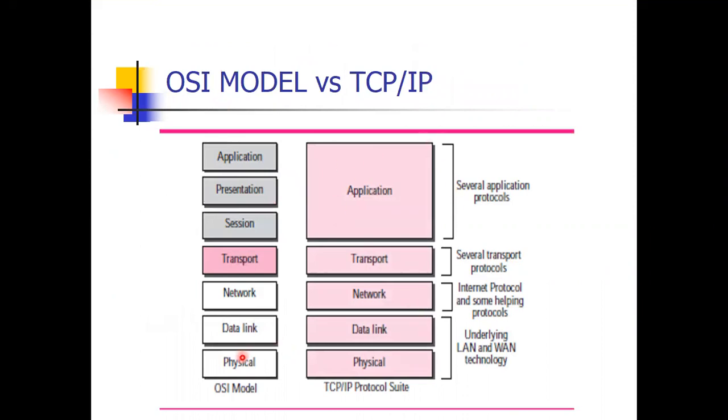In OSI model, there are 7 layers: physical, data link, network, transport, session, presentation, and application layer. But in TCP/IP model, the last 3 layers are combined. So in TCP/IP model, basically there are 5 layers: physical layer, data link layer, network layer, transport layer, and application layer. Again, listen carefully. In OSI model, there are 7 layers, but in TCP/IP model, there are 5 layers. So we will learn today this TCP/IP model layer wise.